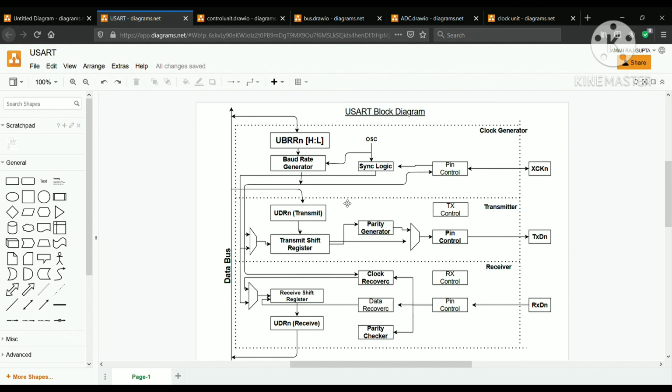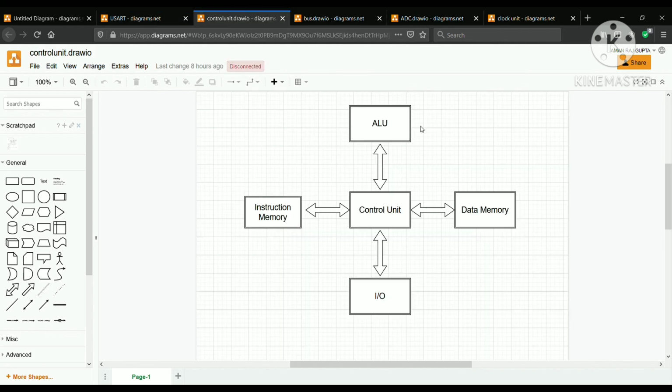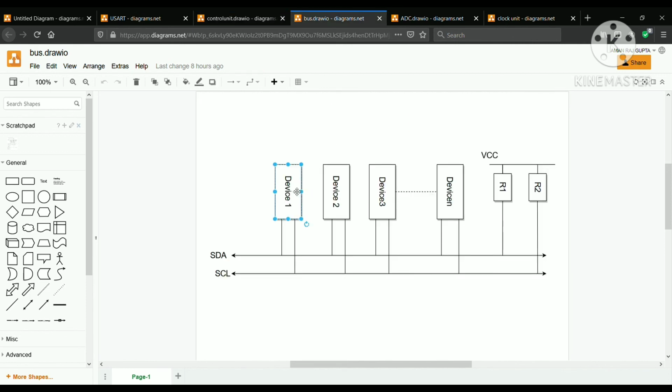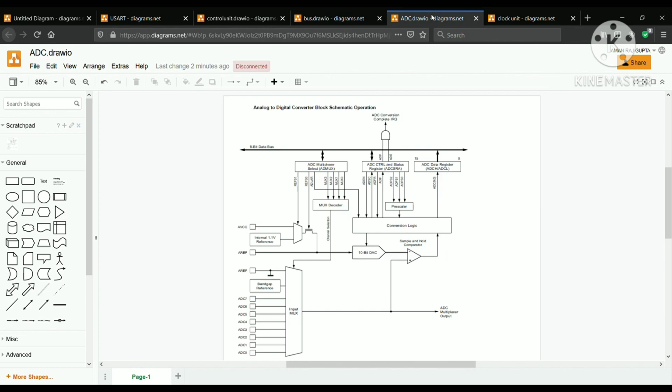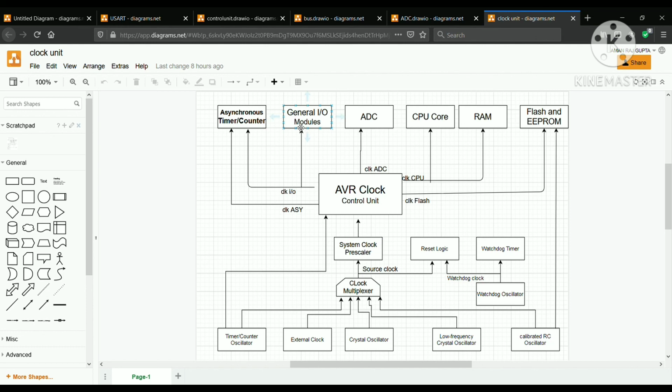That's all, you can see that it's a UART in a simple way. It's a control unit, ALU, data memory, bus interconnection, and several devices are used: device 1, device 2, VCC, and it's an ADC, analog to digital converter, and a clock unit. The clock unit feeds the ADC, CPU core, RAM, EEPROM, external clock, and crystal oscillator, all multiplexed with a single source clock.